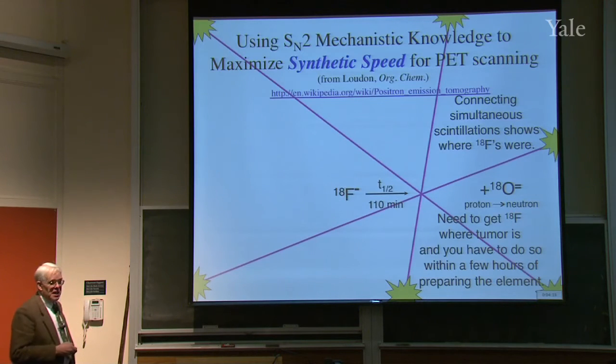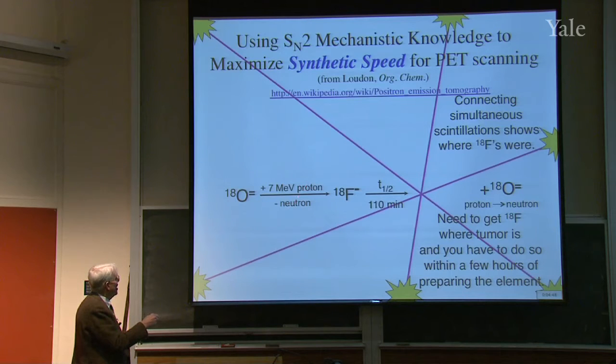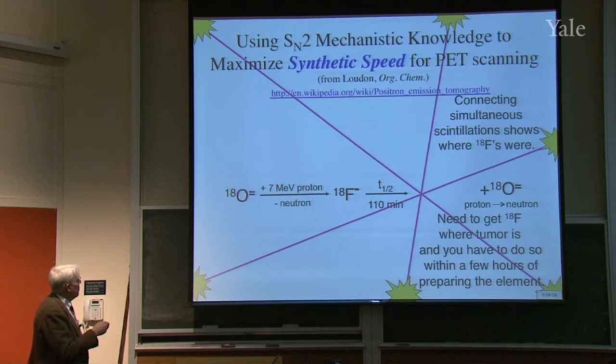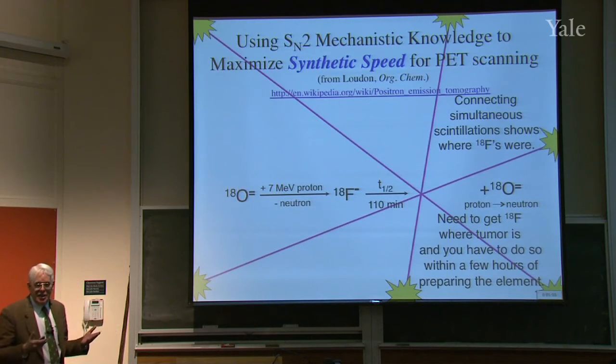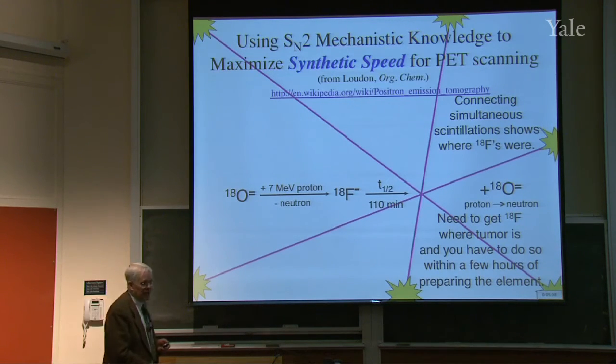Now, where do you get F18? You get it from O18, the same mass as the product, by adding a proton and losing a neutron. So you don't change the mass, but you put a positive charge into the nucleus, so you get fluorine instead of oxygen. Now, okay, fine. If you have O18, you buy O18. But where are you going to get a proton that's going really fast? 7 million electron volts.